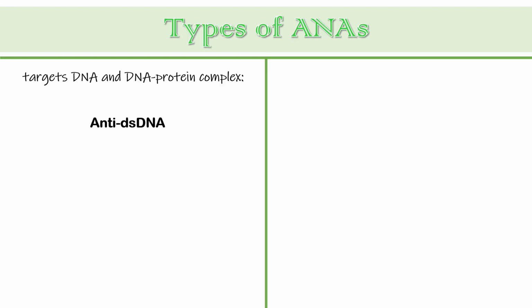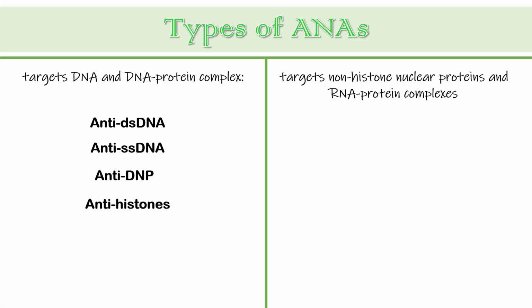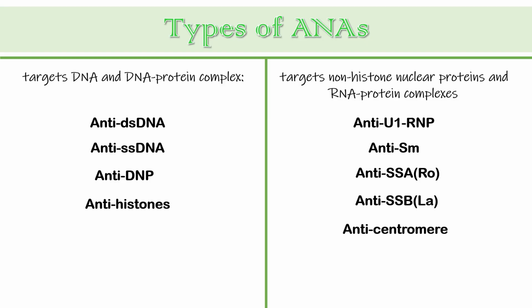So the first type of ANAs are those that target the DNA or the DNA protein complexes. This includes your anti-dsDNA, anti-ssDNA, anti-DNP, and anti-histones. The second type are those that target non-histone nuclear proteins. So this refers to all nuclear proteins except your histones. And they could also target your RNA protein complexes. So this type includes anti-U1RNP, anti-Smith, anti-SSA, anti-SSB, anti-centromere, anti-SCL70, and your anti-Jo1.